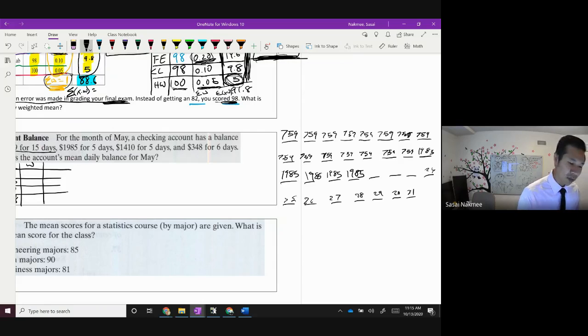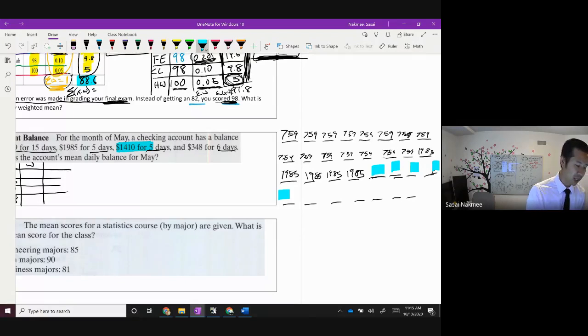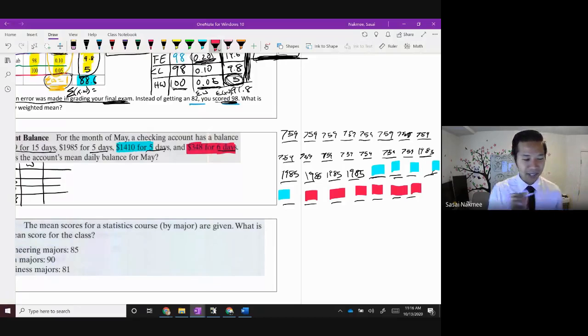Are you seeing what I'm doing so far here? I'm writing them all out. And what I'm technically supposed to do is this for all the possible values that I have here, for all the number of days that they're listed for. I should have just color coded this. Those 5 days he has $1,410, and then for these 6 days he has $348. And I'm supposed to add up all those values and then divide by 31 in total, and that would give me the average of this month of May.